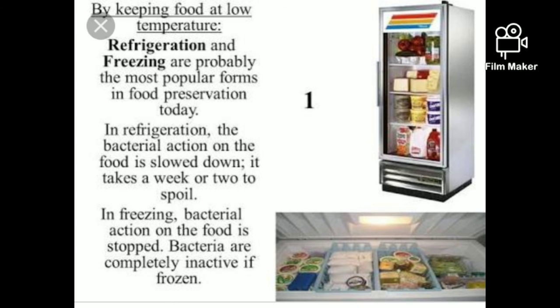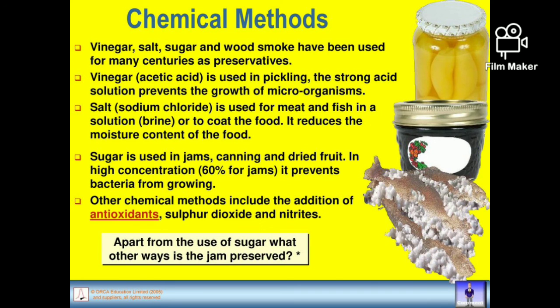Chemical methods. Vinegar, salt, sugar, and wood smoke have been used for many centuries as preservatives. Vinegar, acetic acid, is used in pickling. The strong acid solution prevents the growth of microorganisms. Salt, such as sodium chloride, is used for meat and fish in a solution, brine, or to coat the food. It reduces the moisture content of the food.